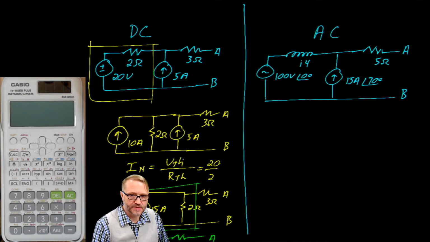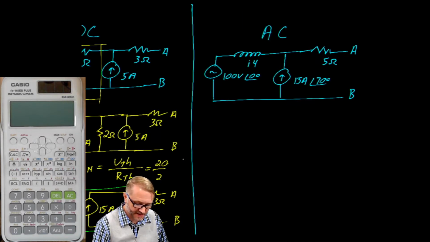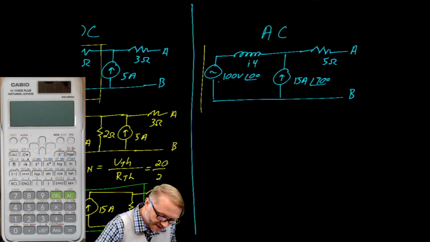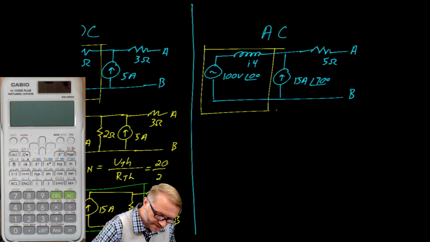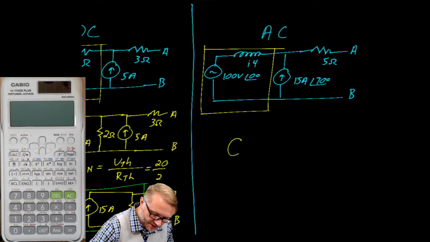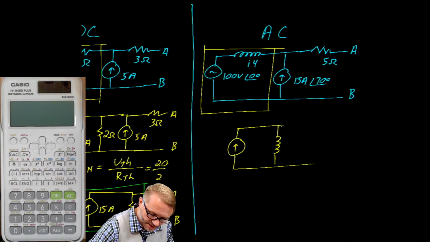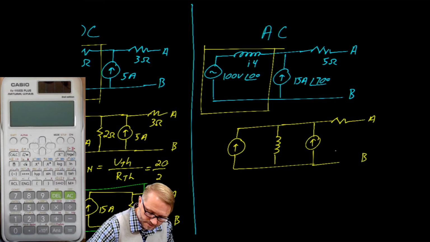Let's see if we can't do the same on the AC side. This is a Thevenin, which can be converted to a Norton. We'll now have that inductor here in this position. This is our 15 amp current source. And finally, this 5 ohm resistor. 15 amps, angle 70 degrees.